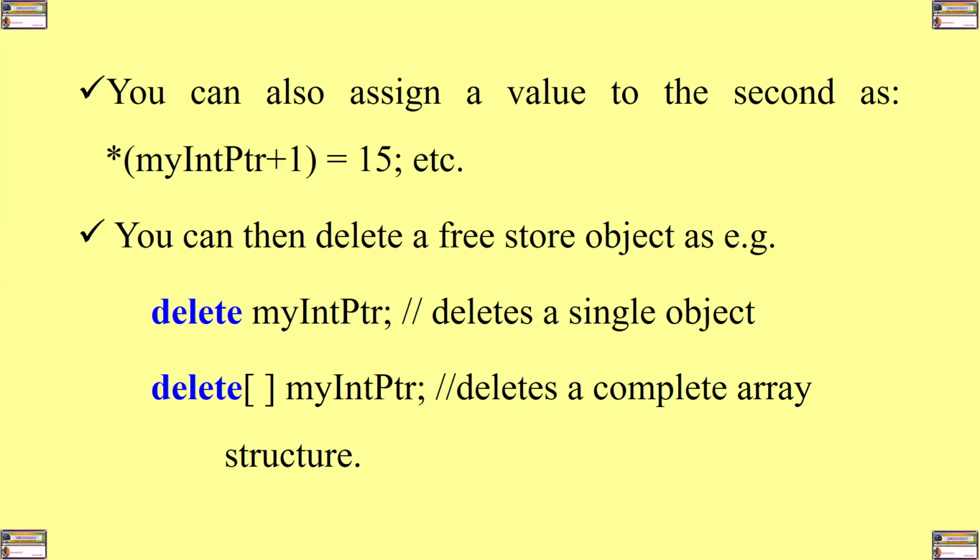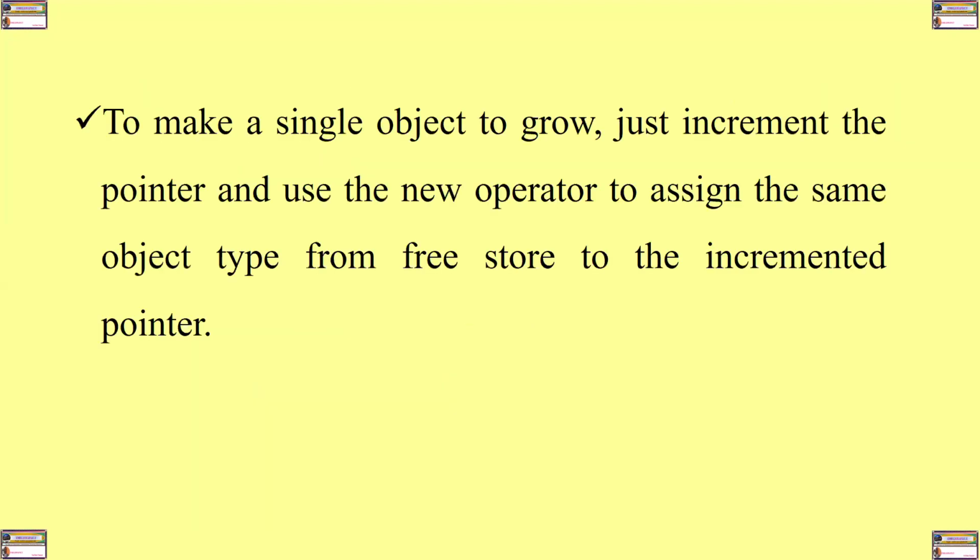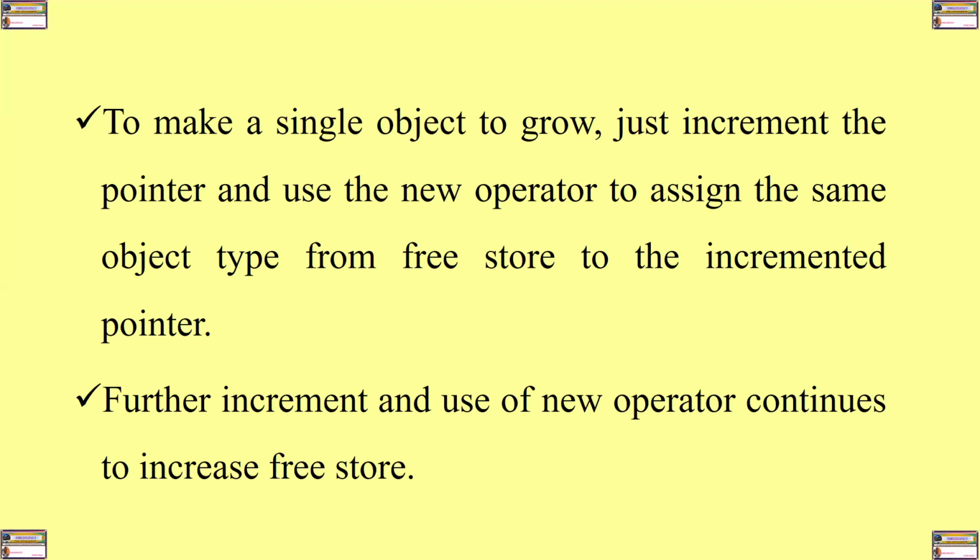talked about arrays. To make a single object grow, just increment the pointer and use the new operator to assign the same object type from free store to the incremented pointer. I've already talked about how we increment the pointer to be able to access or assign various elements in an array. Further, increment and use the new operator. You can always increment and use the new operator to increase free store, as we have seen.